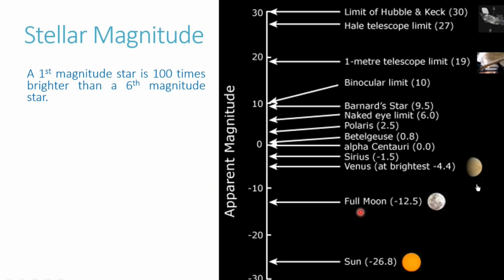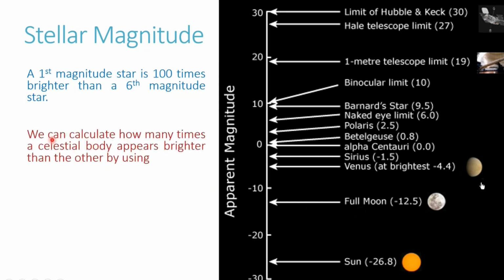Now, a first magnitude star is 100 times brighter than a sixth magnitude star. We can also calculate, if we have two celestial bodies with their stellar magnitudes known to us, how many times a particular celestial body appears brighter than the other celestial body. We have a formula which can be used to calculate the relative brightness, and that formula is: relative brightness of a body compared to another celestial body is equal to 2.51 raised to power x.